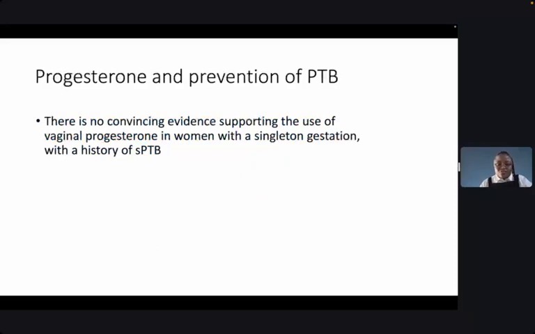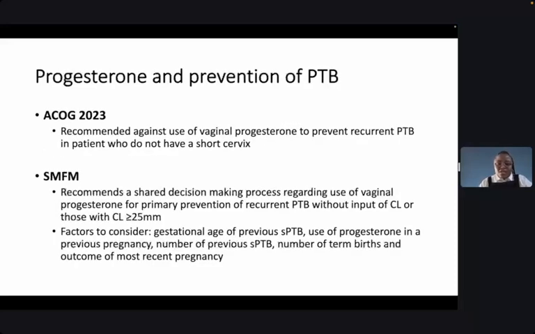Hence the final conclusion from most of these bodies is that there is no convincing evidence to support the use of vaginal progesterone in women with a singleton gestation with just a history of spontaneous preterm deliveries. But different bodies come with their conclusions that also guide us in deciding how to go further in managing these patients. The ECHO guidelines in 2023 actually recommended against using vaginal progesterone just to prevent recurrent preterm deliveries in patients who do not have a short cervix.